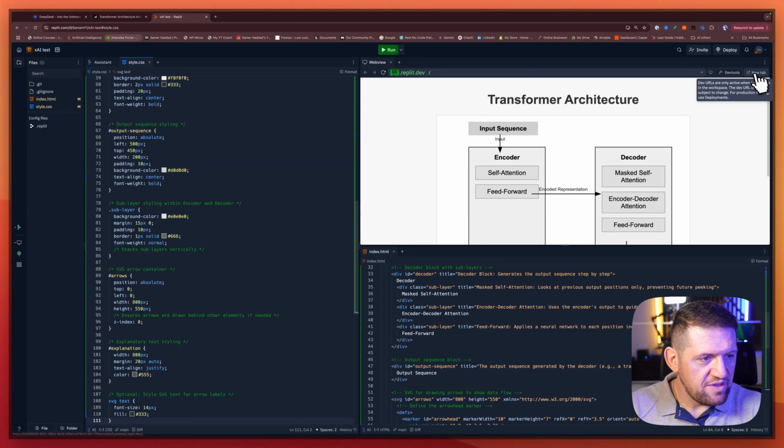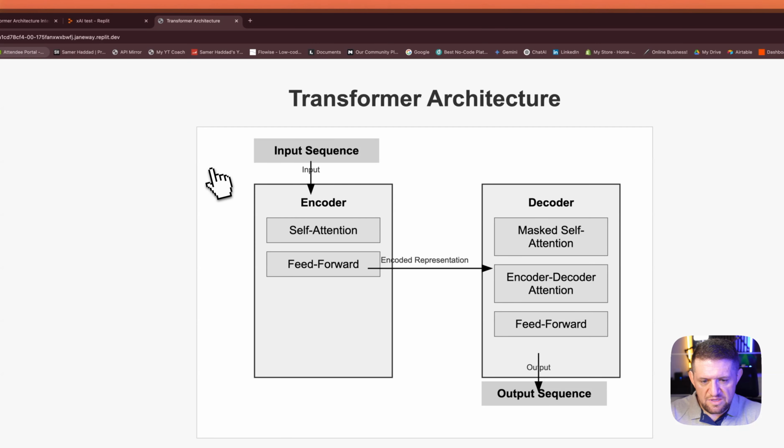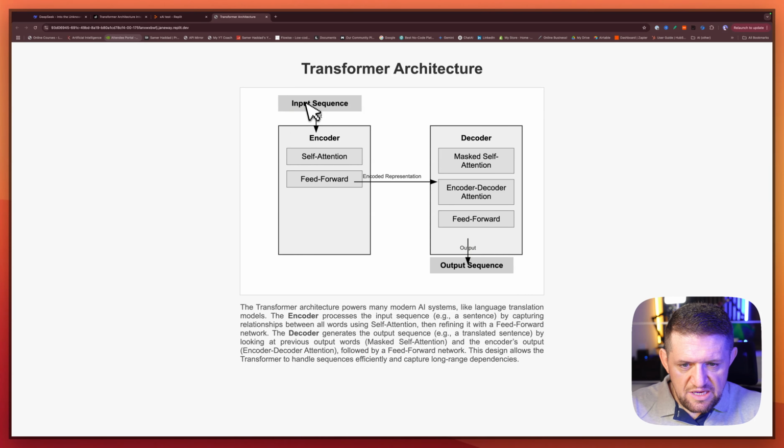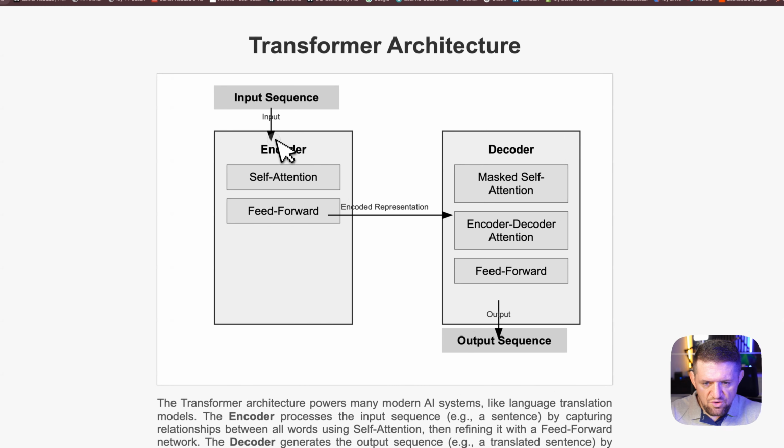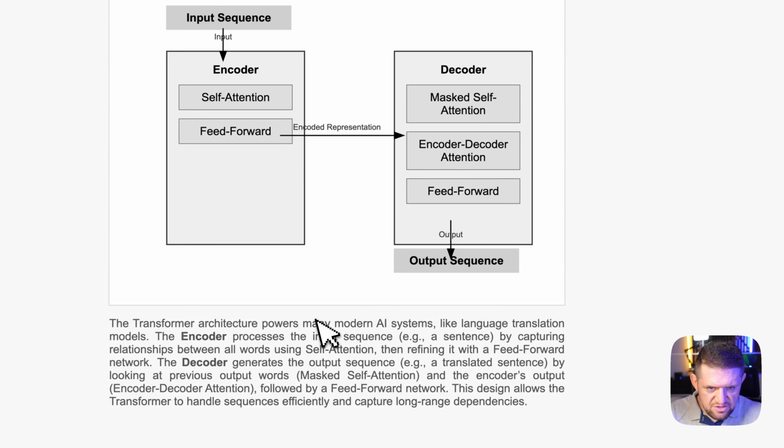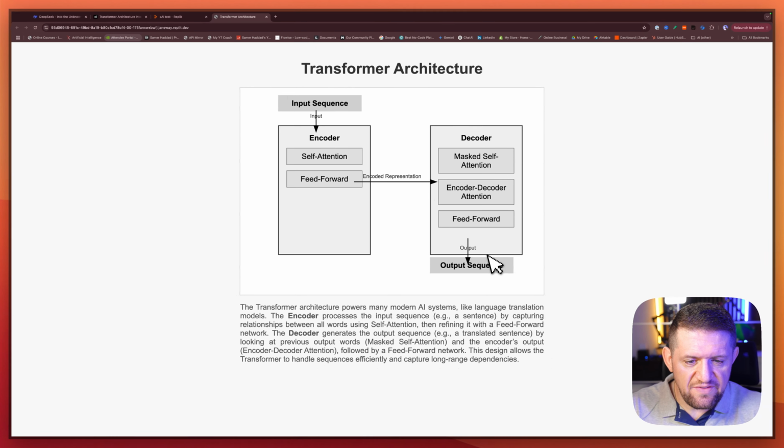Okay, so we have something. Let's open it in full view in the tab. Okay, so there's an input sequence. It goes to the encoder, transformer architecture. It's not interactive, it's just code. I asked for some interactive elements. But again, let's just vet it quickly.